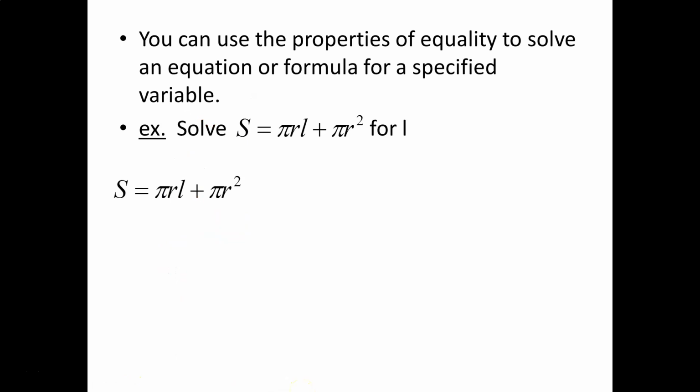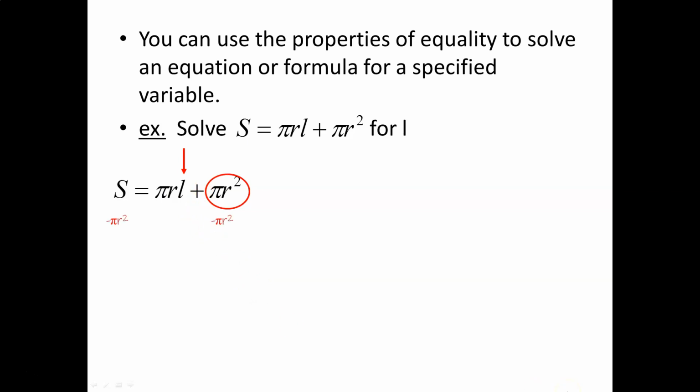Okay, so you can use the properties of equality to solve an equation or formula for a specified variable. Here we have s equals pi r L plus pi r squared. What that means is we're looking to get L all by itself. There's L. So the first thing you want to do is say which term or terms does not include the variable we want, because we're going to get rid of those. Well, this one, pi r squared, does not have an L in it. And this is adding, so we're going to subtract it.